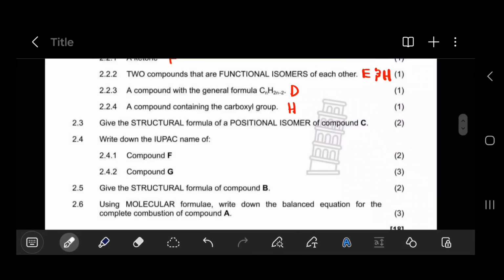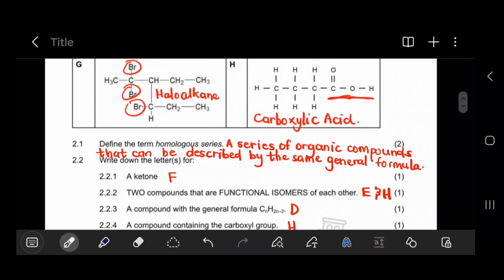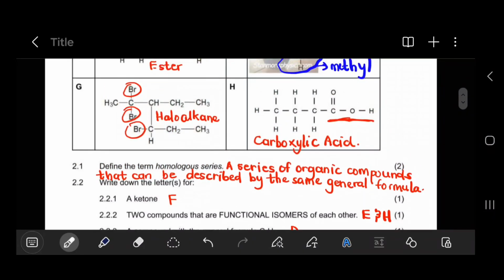Now for 2.4.2, we need the IUPAC name of compound G. So let's go up to compound G. Just going to erase all of this that we have here. Now the first step would be to identify the longest parent chain. And remember that your parent chain has to have all the carbons that got the Brs on them, that have the bromos on them. Okay, so I'm going to go left to right.